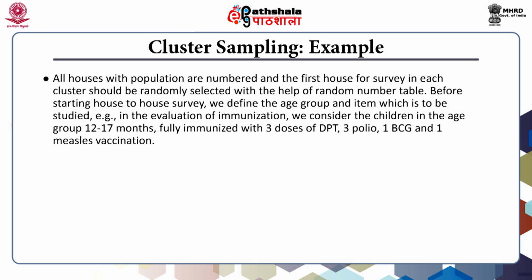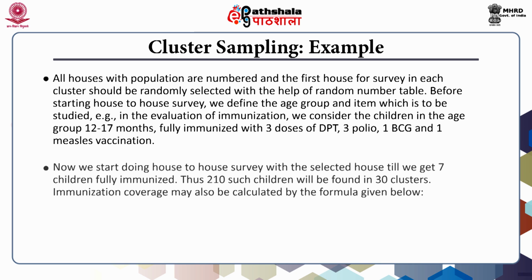For example, in the evaluation of immunization, we consider the children in the age group 12 to 17 months fully immunized with 3 doses of DPT, 3 polio, 1 BCG and 1 measles vaccination. Now we start doing house-to-house survey with the selected house till we get 7 children fully immunized. Thus, 210 such children will be found in 30 clusters.